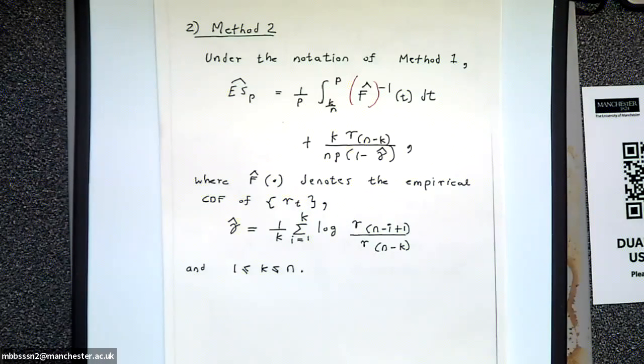Okay, guys, any questions? So those are the two semi-parametric methods for estimating expected shortfall. Any questions so far, guys? Please let me know on the Zoom.